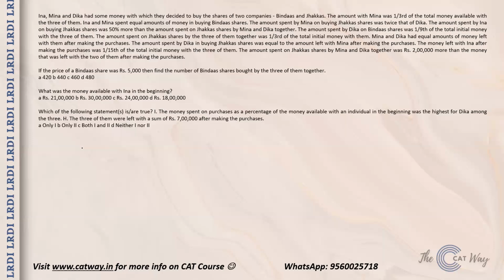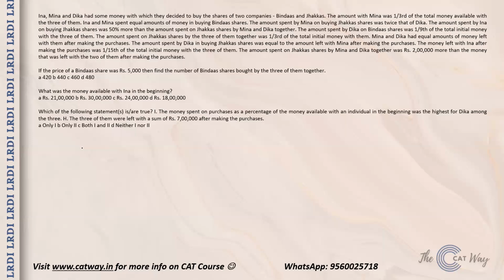ठीक है, चलो देखते हैं आगे what has been given. The money left with Ina after making the purchase was 1 by 15th of the total initial money with the three of them, and the amount spent on Jhakas shares by Meena and Dika together was rupees 2 lakh more than the money that was left with the two of them after making the purchase.